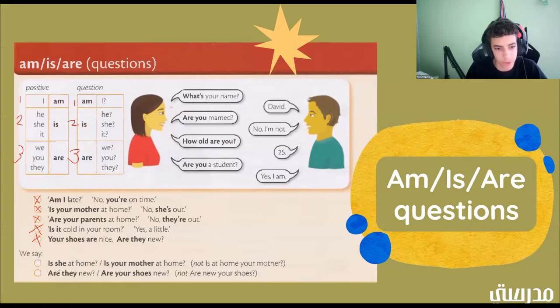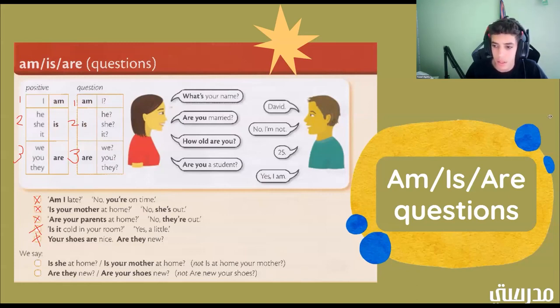Then we would have, are they new? Or are your shoes new? It could be anything. You could say, are your clothes new? You could even use is and say, is your phone new? Anything like that. But you would not say, are new your shoes? Because then it still wouldn't make sense.